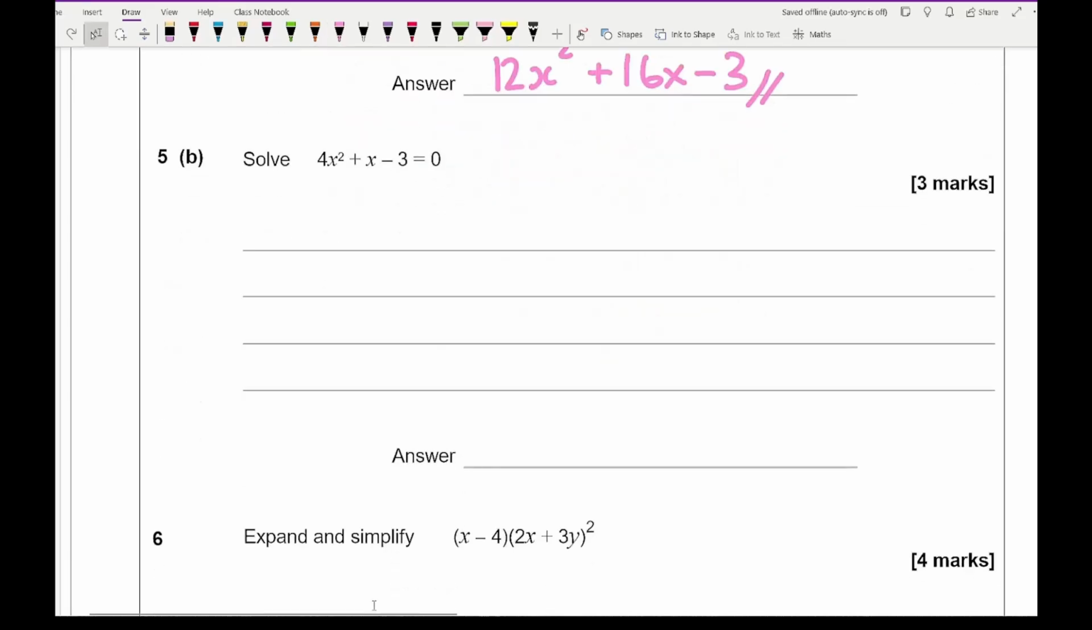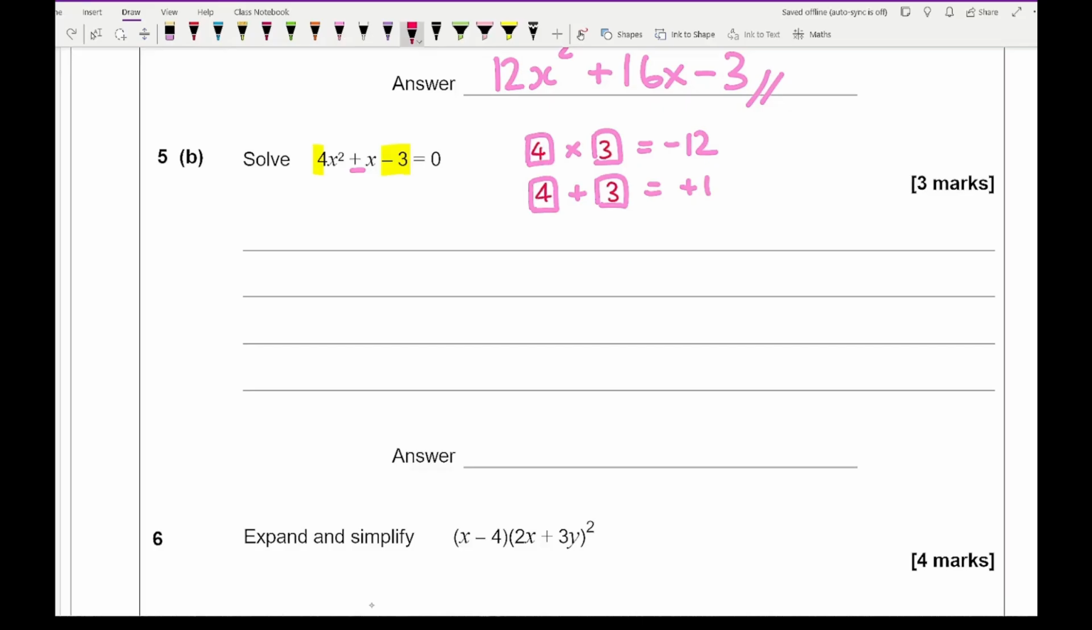Now moving on to question 5b, it says solve. And so here I can either do it by using the quadratic formula or by factorising. This one, let's see if it does factorise. Well, to find the magic number is going to be minus 12. So I'm looking for two numbers that multiply together give me minus 12 and added together to give me positive 1. And the reason why I've got 1 is from there. So the numbers I'm going to be thinking of are going to be 4 and 3.